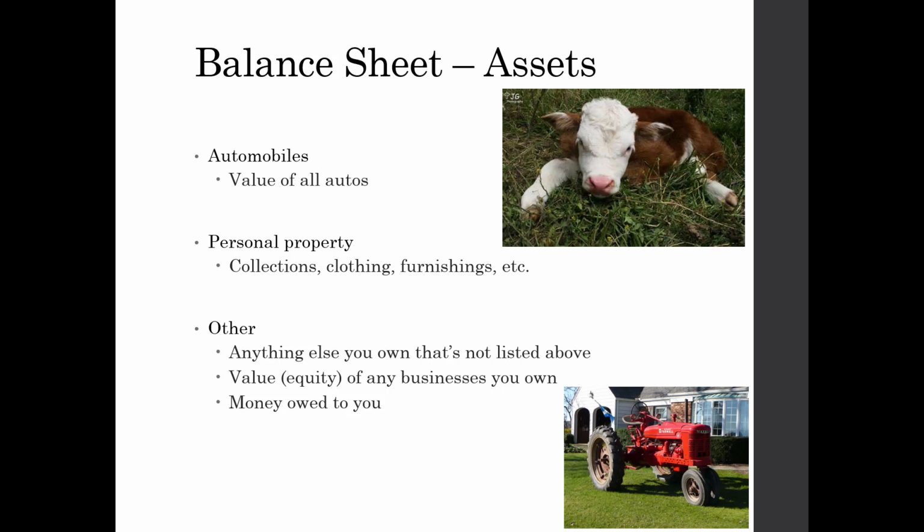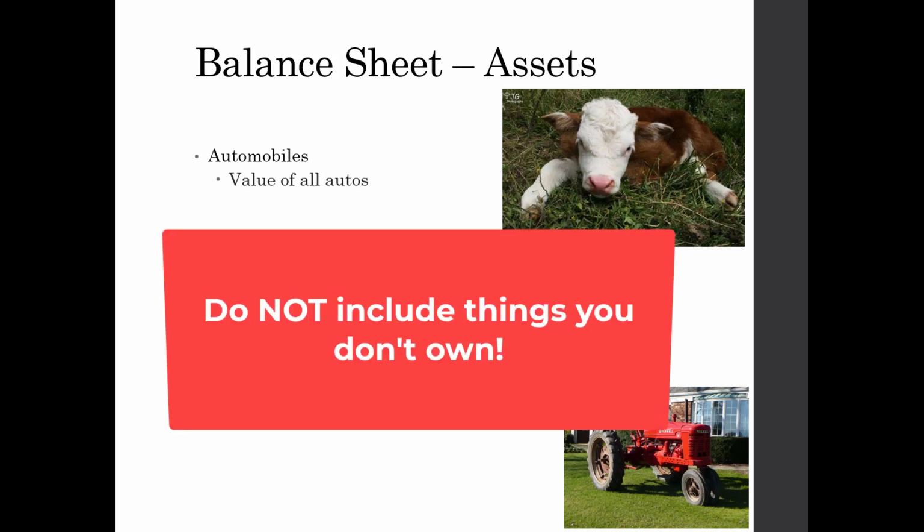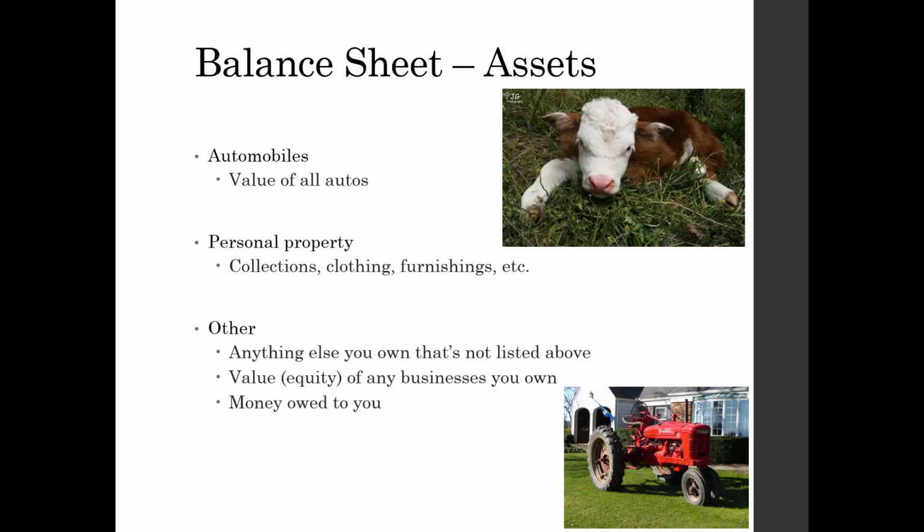And then we got other assets out there. Anything else that you own should be listed on the asset side of the balance sheet. If you do not own it, it does not go on your balance sheet. For example, if mom and dad own your car and you're doing your balance sheet, you do not list the value of that car because you do not own it.